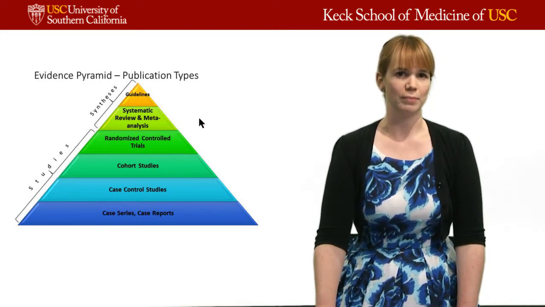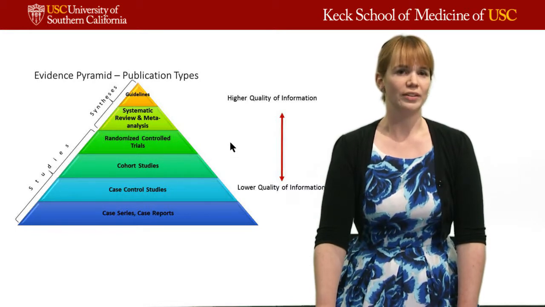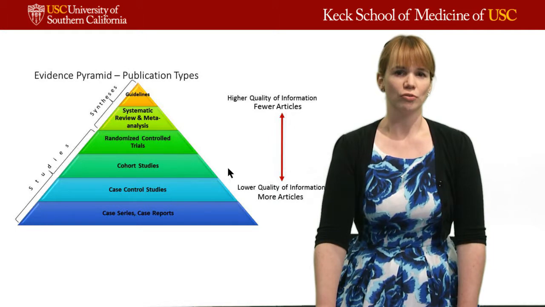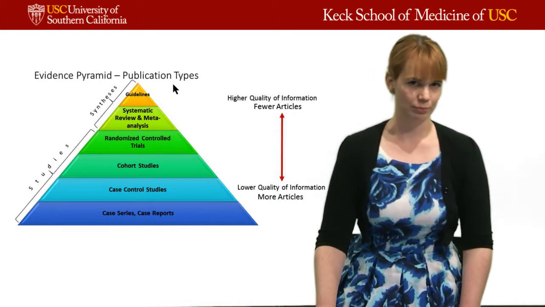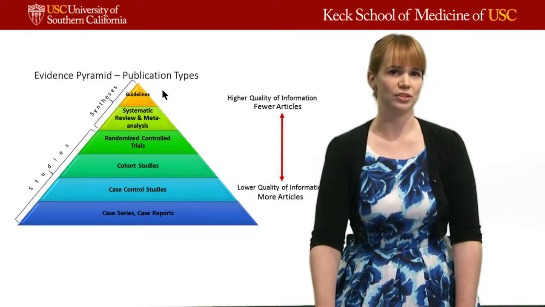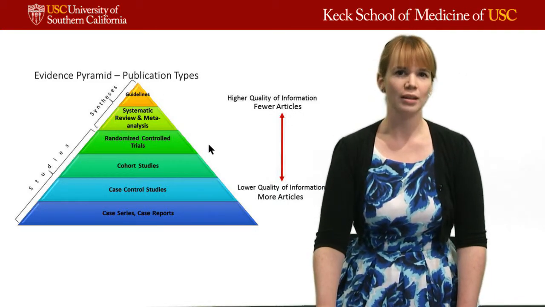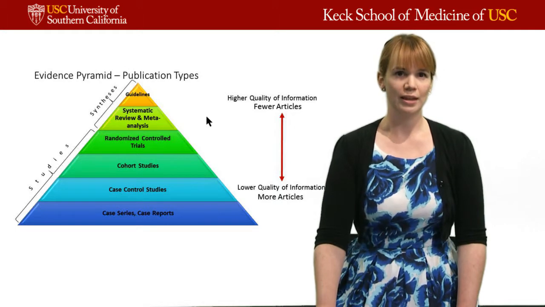Another point this pyramid makes is that as you go from the bottom of the pyramid up, the quality of information increases. And thirdly, as you go from article types from the bottom to the top, you'll find fewer articles of that type because it takes more time and resources to achieve a guideline as opposed to a case control study. So the way I would recommend thinking of this pyramid is when you start your research, start at the top of the pyramid and then go down.